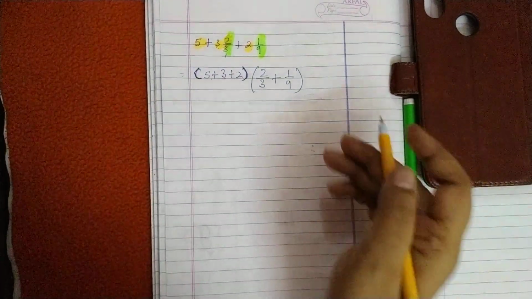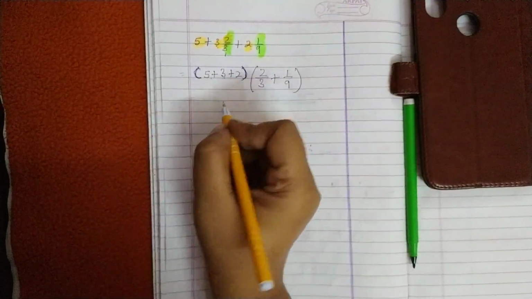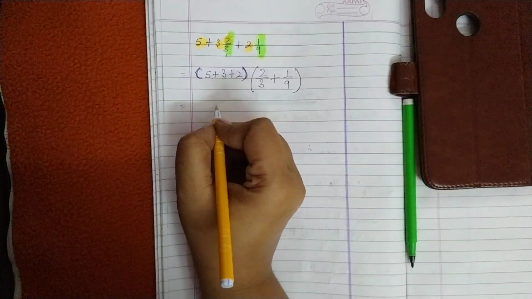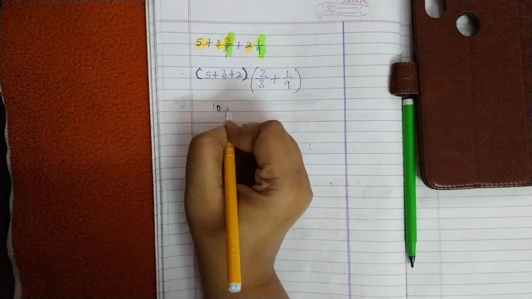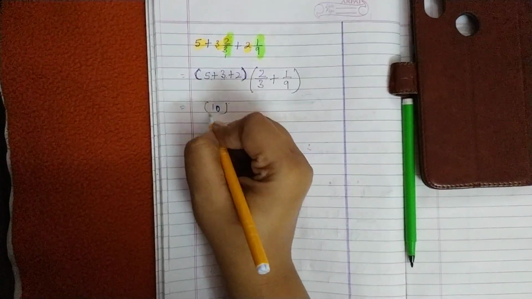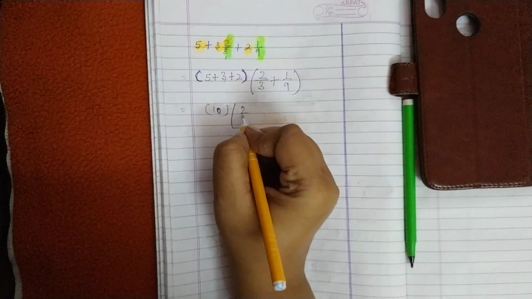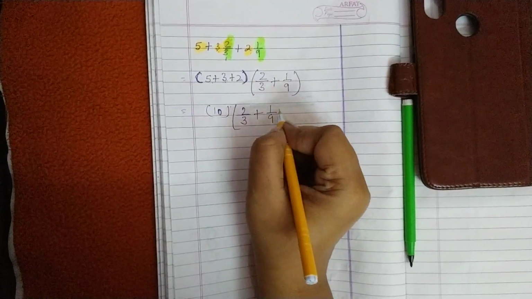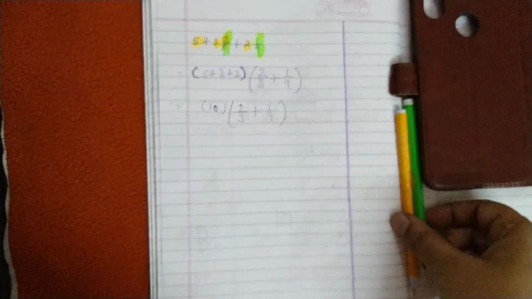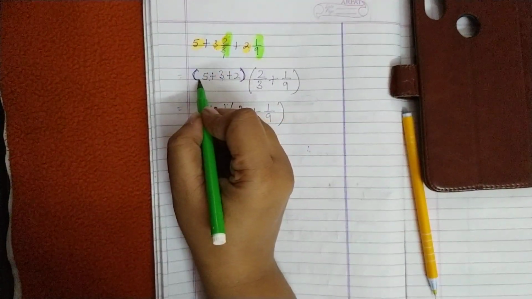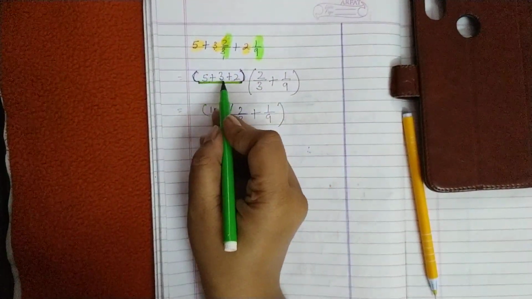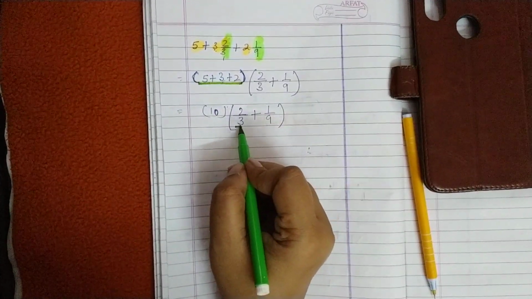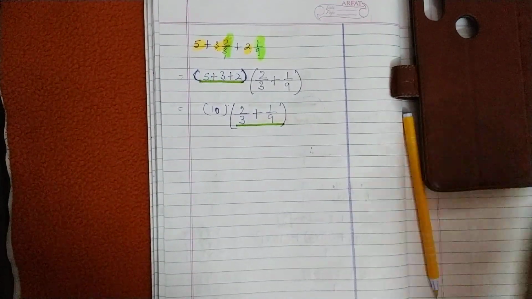Now children, add. 5 plus 3, 8. 8 plus 2, 10. Okay. Now keep this in a bracket. Now add this: 2 upon 3 plus 1 upon 9. What have I done, children? I have added 5 plus 3 plus 2, which is equal to 10. Okay. Now I am going to add the fractions. This much is clear, children?